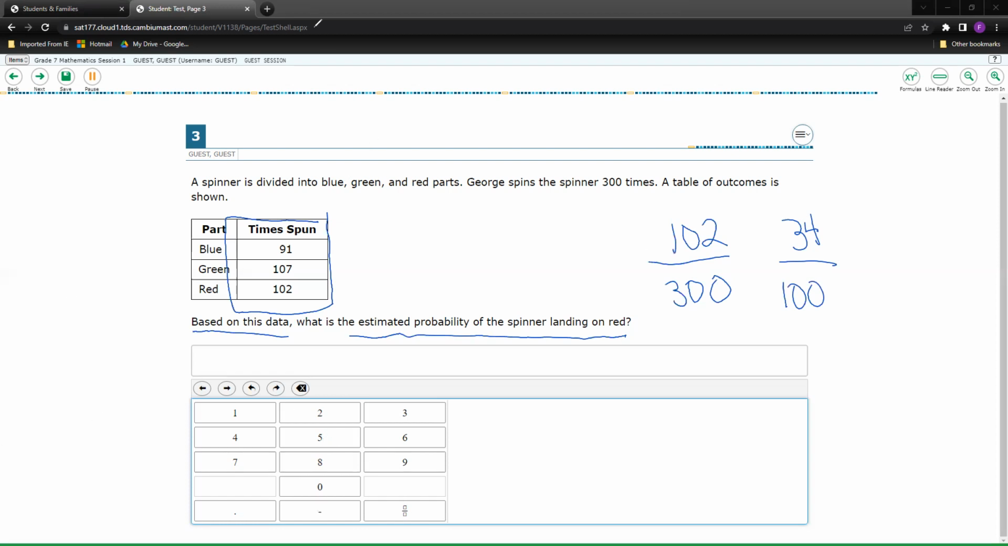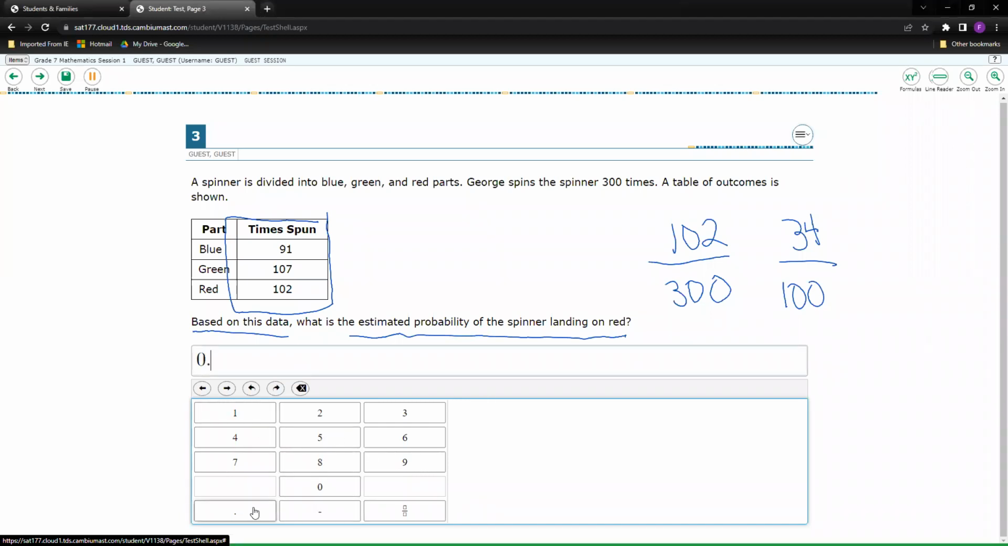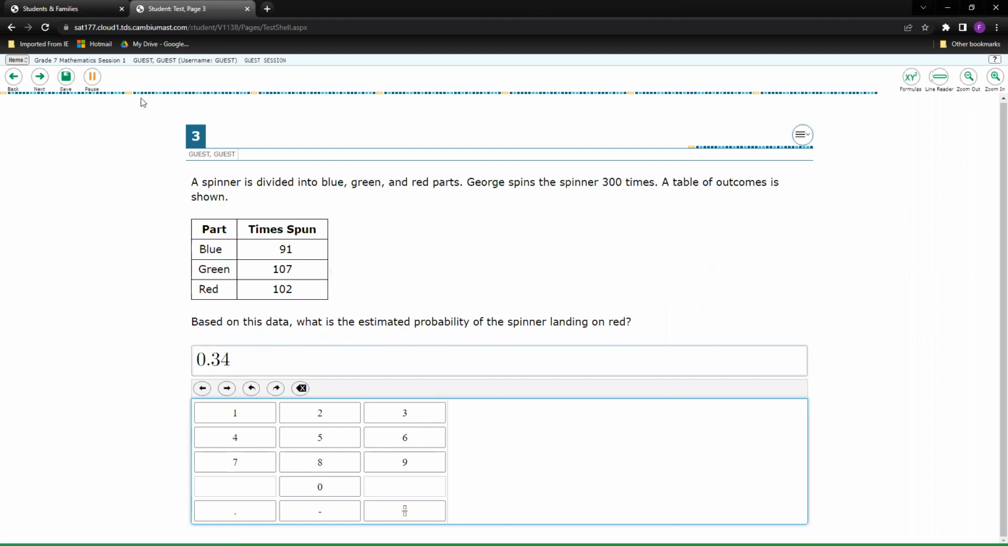So I'm going to use the keyboard here. This is not a calculator, it's like a keyboard. 0.34. Next.